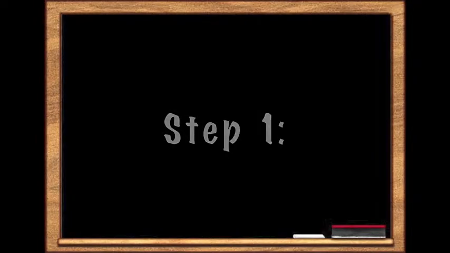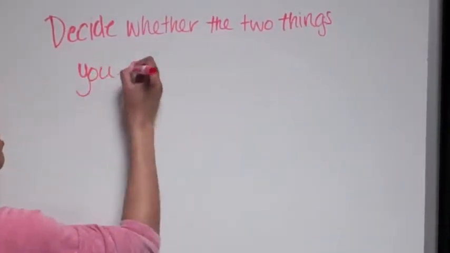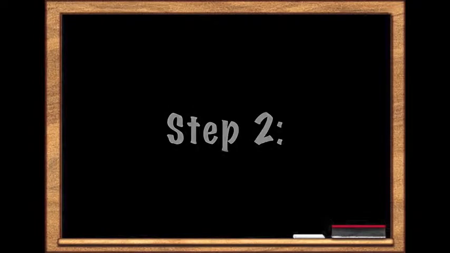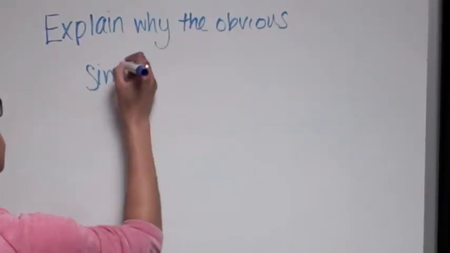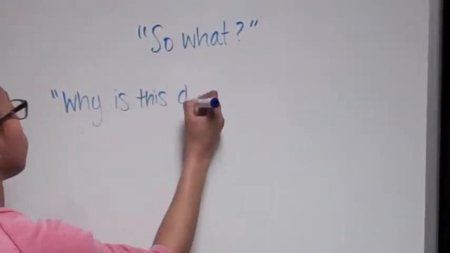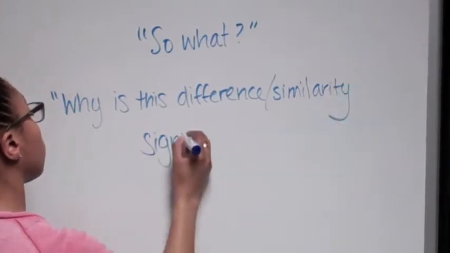Step 1. Decide whether the two things you are comparing have more obvious similarities or differences. Step 2. Explain why the obvious similarity or difference is significant. Ask "so what?" and "why is this similarity or difference important?"